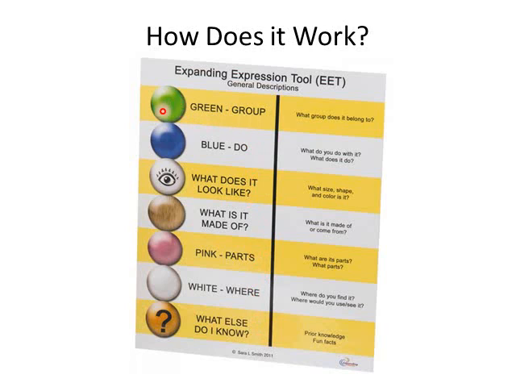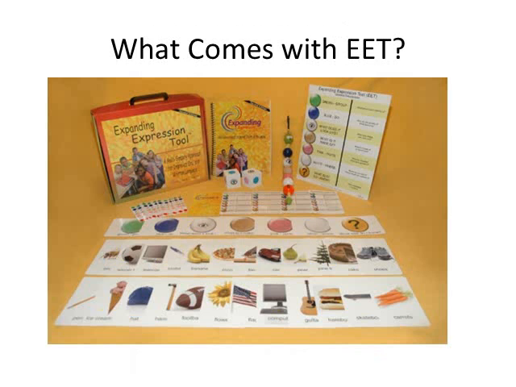The point is that each of these manipulative items has an association, and that students learn to use these associations to expand their written and oral expression. What exactly comes in EET?